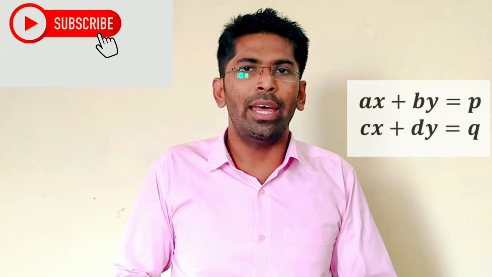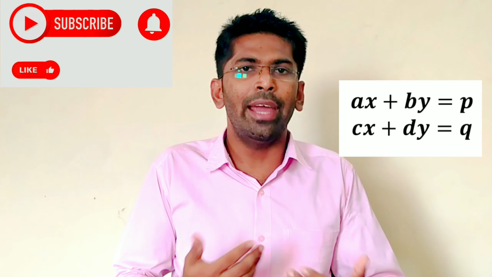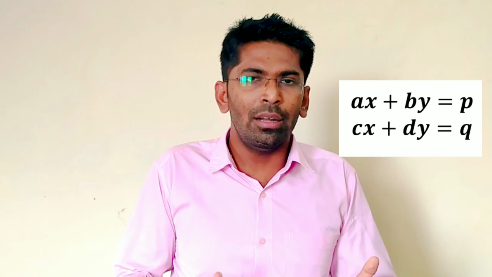A linear system of two equations with two variables is a system that can be written in the form ax plus by is equal to p, cx plus dy is equal to q. Here a, b, c and d are non-zero coefficients and p and q are the constants. The system is called linear because the variables are only to the first power.